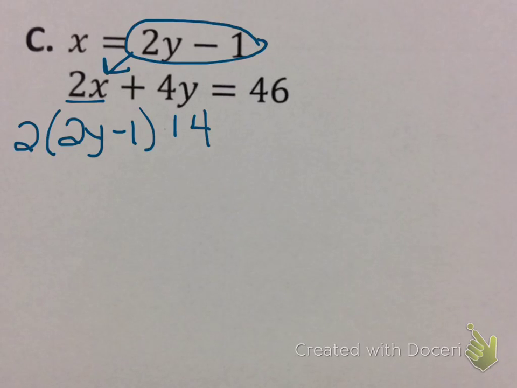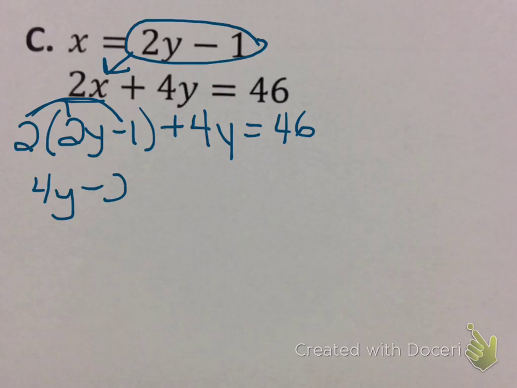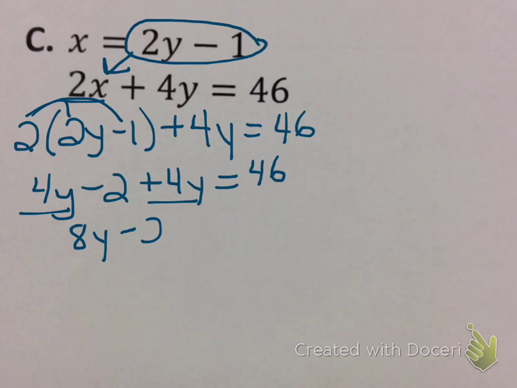Then I'll have plus 4y equals 46. So 2 times 2y is 4y. 2 times a negative 1 is a negative 2. Then I still have the plus 4y back behind and the equals 46. So I'm just going to continue to solve this by combining like terms. I have 4y plus 4y, which is 8y. So 8y minus 2 equals 46.